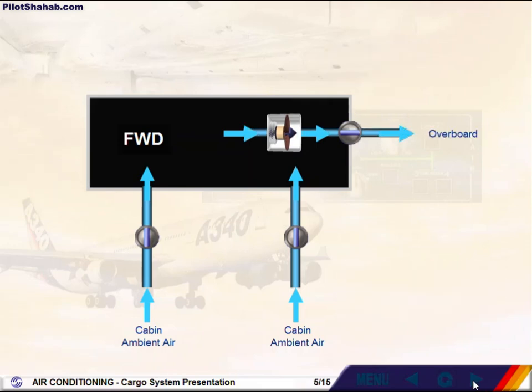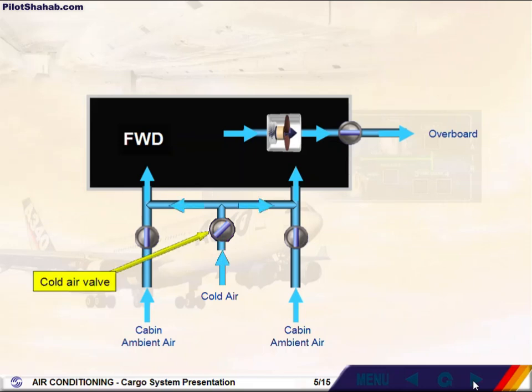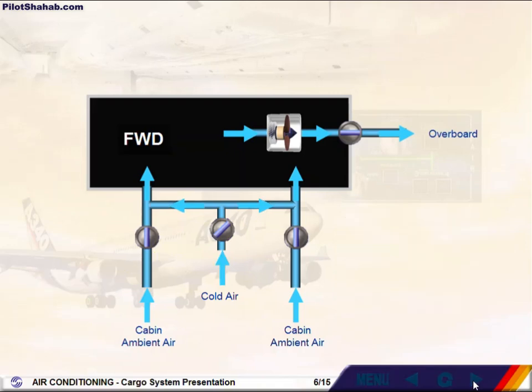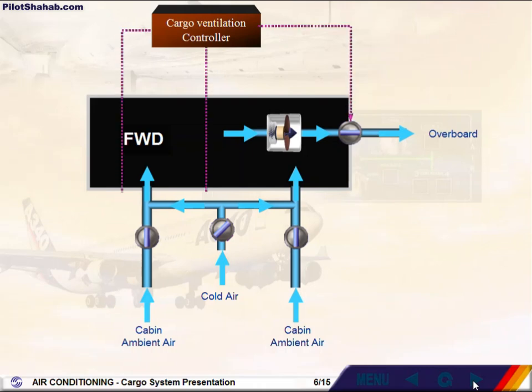To decrease the compartment temperature, the cabin ambient air is mixed with cold air from the packs via a cold air valve. This valve has three positions to adjust the quantity of cooled conditioned air. The cargo ventilation controller controls the inlet and outlet isolation valves and the extraction fan.